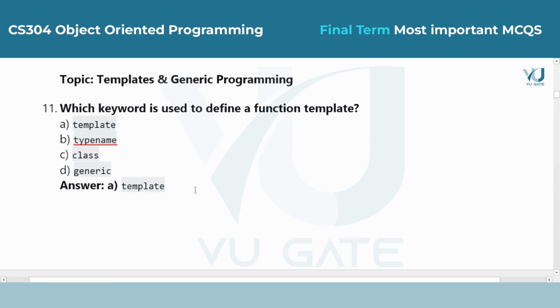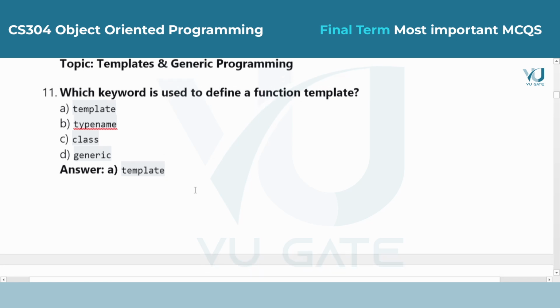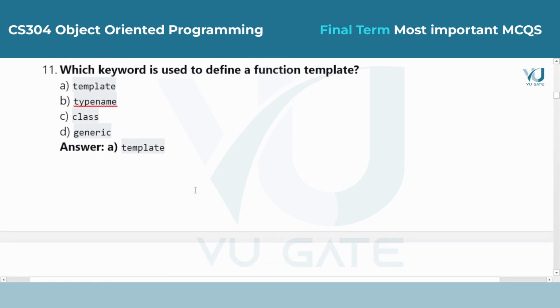Templates and generic programming. Q11. Which keyword is used to define a function template? Answer. A. Template. Explanation. The template keyword is used to create generic functions or classes that can work with any data type. Q12. In the template declaration template, T is a.